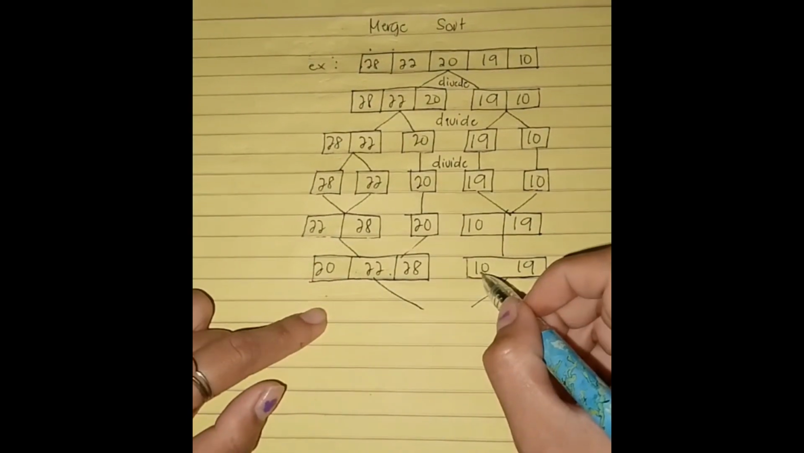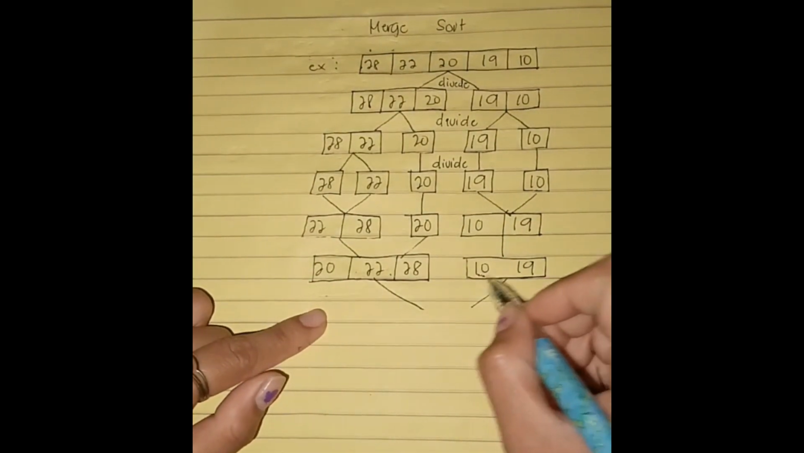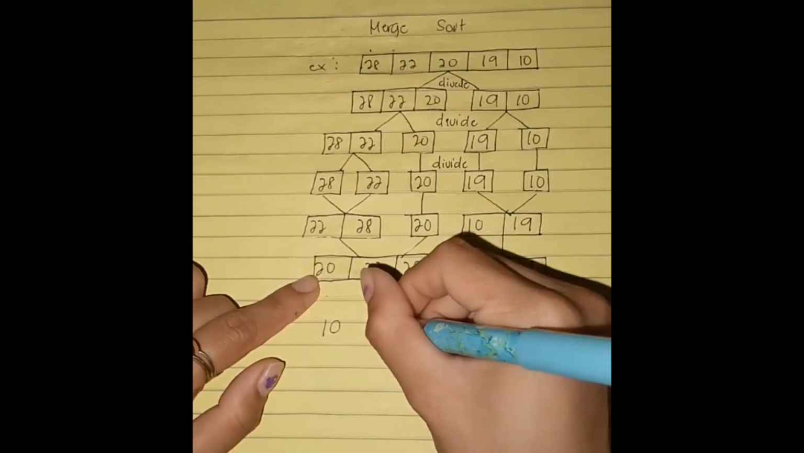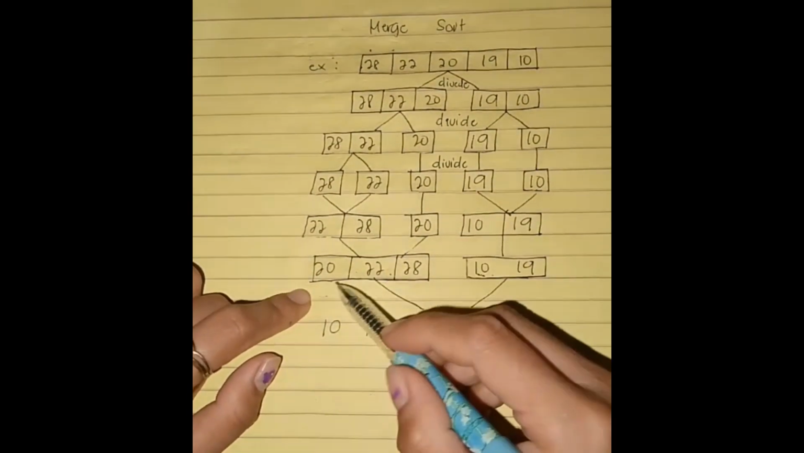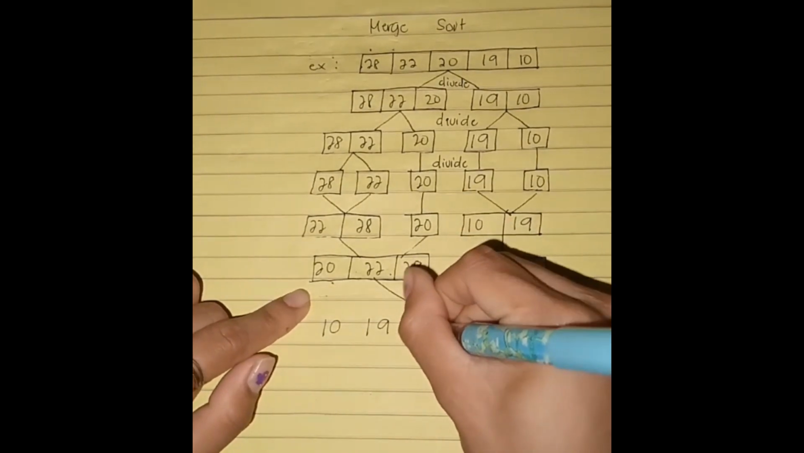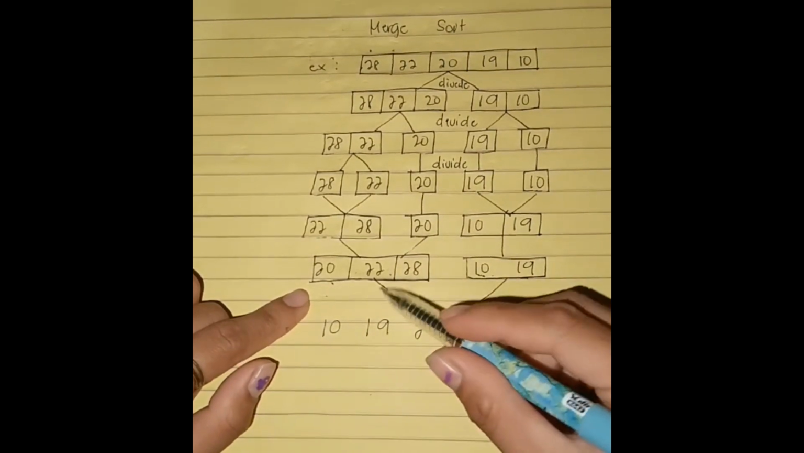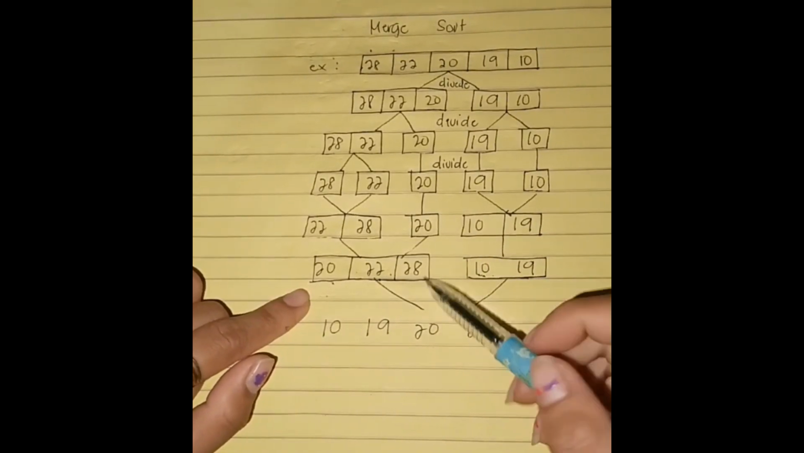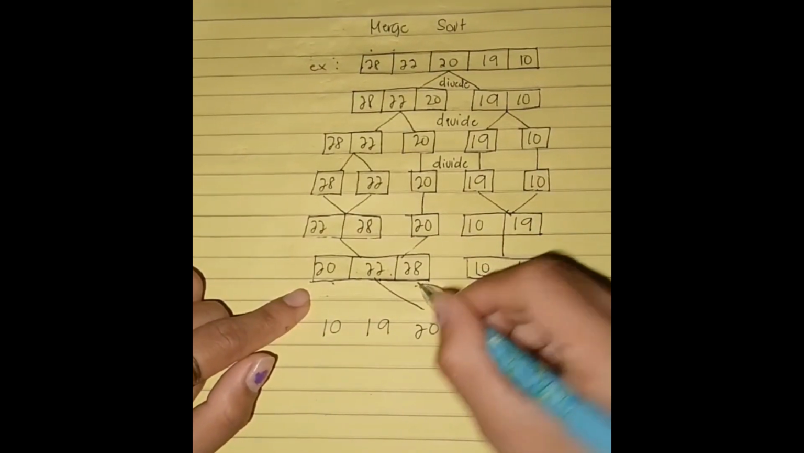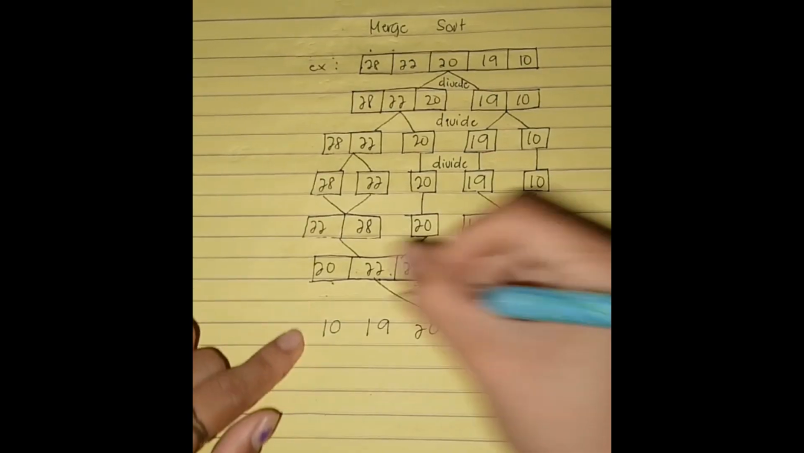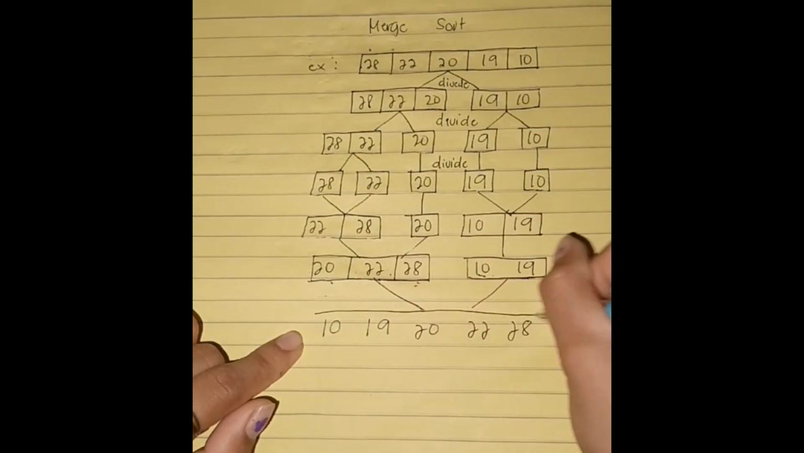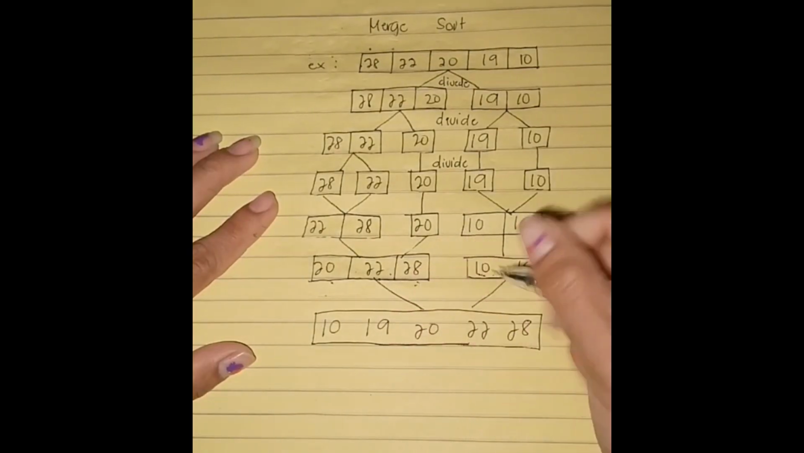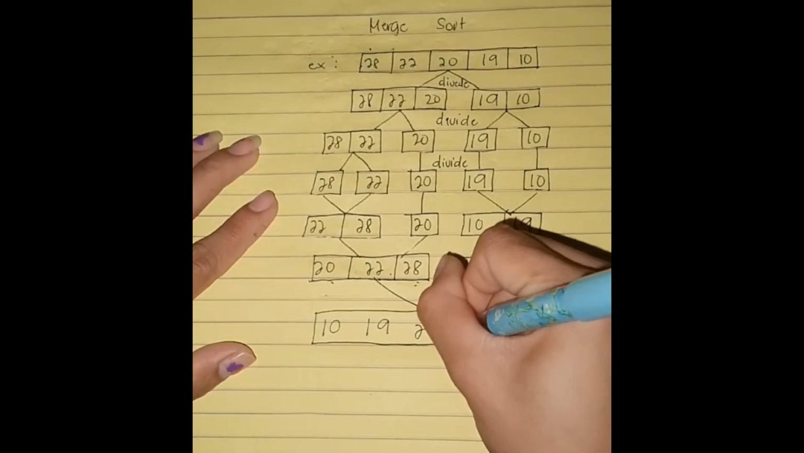Kaya, unahin natin si 10 kasi siya ang less than sa lahat. Si 10, susunod natin si 19, sunod natin si 20, sunod si 22, at sunod naman natin ay si 28 ang last, kasi siya yung pinakamalaki. Siya yung greater than sa lahat.